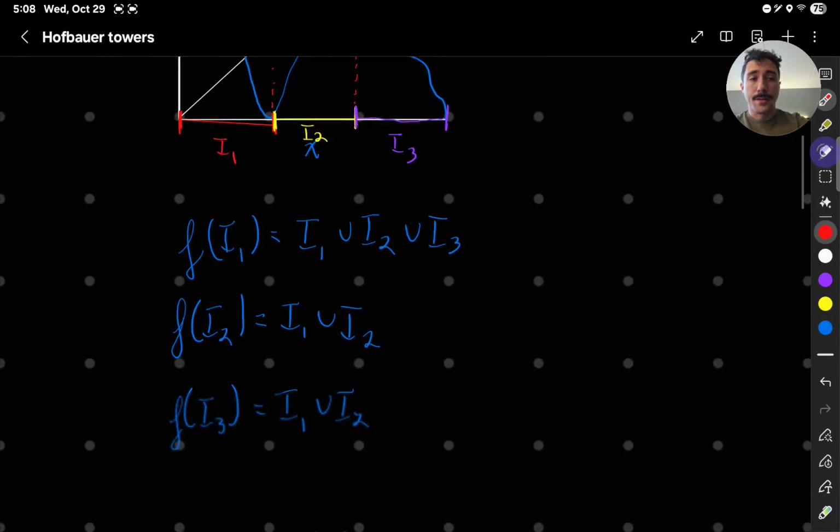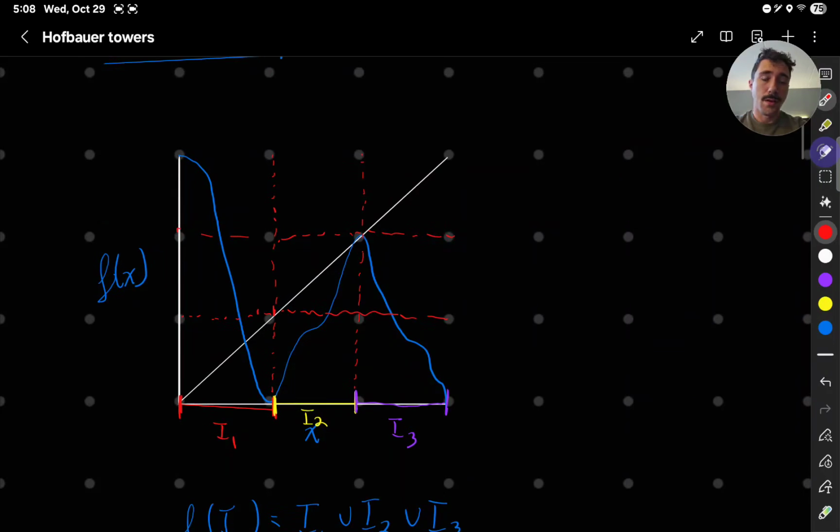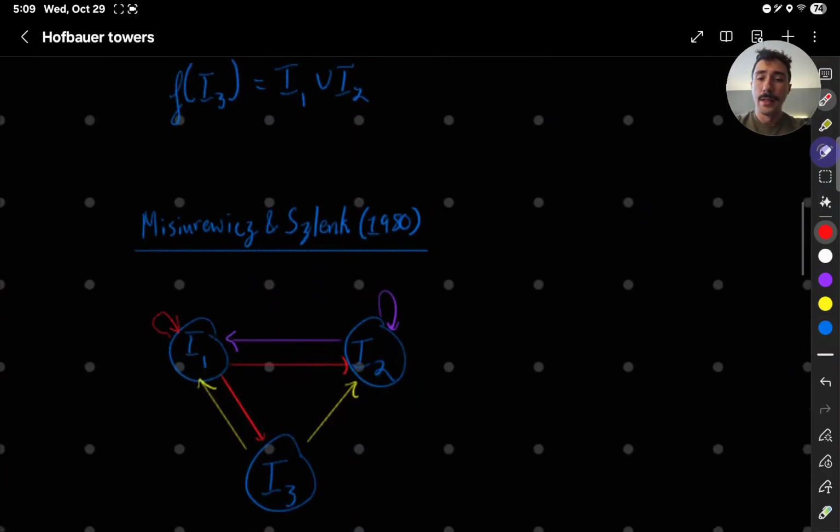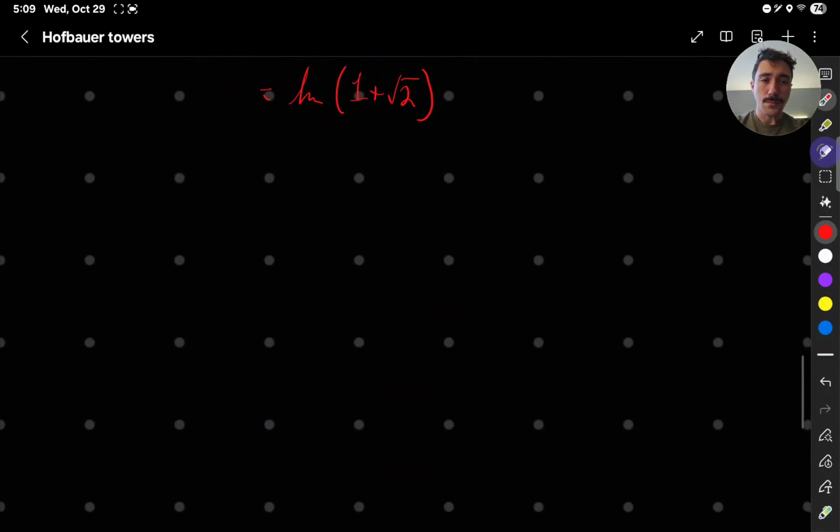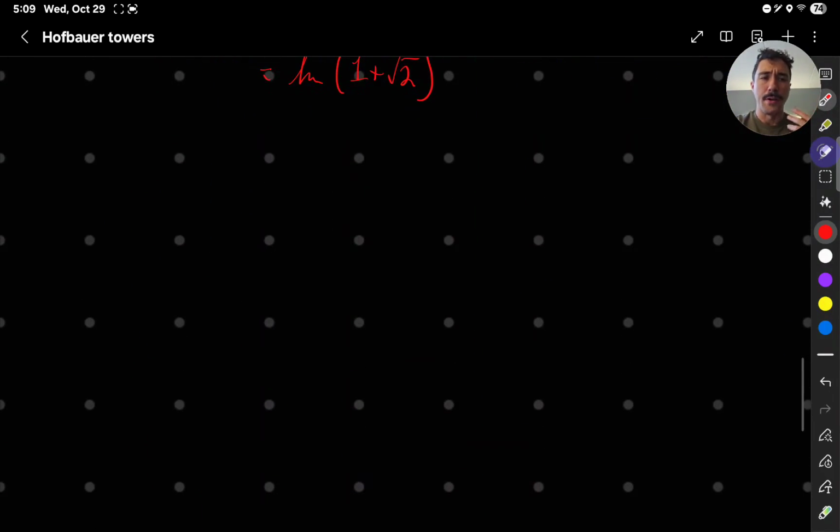Now, you could ask, aren't the images of the laps determined by where the critical points go? Because those are the endpoints. And so you could maybe try to refine this partition into laps, the lap partition, by introducing the points that lie in the forward orbits of the critical points to the partition. And yes, maybe this works, particularly if maybe the critical points are eventually periodic or something like that.